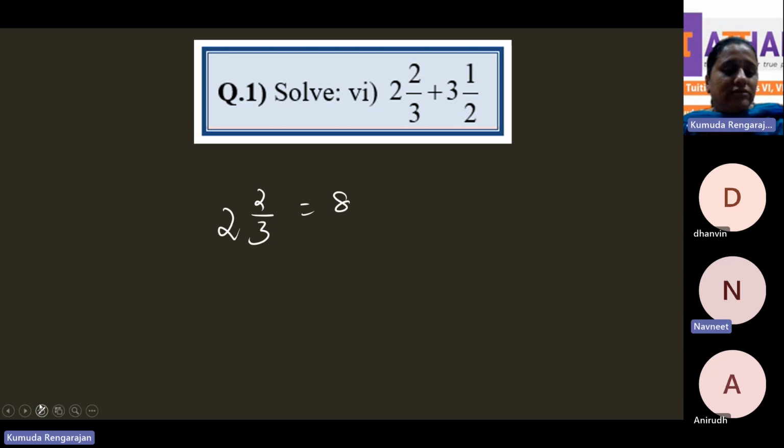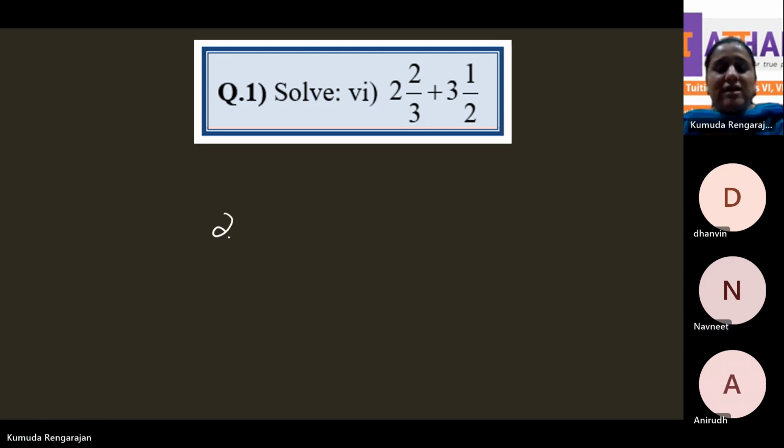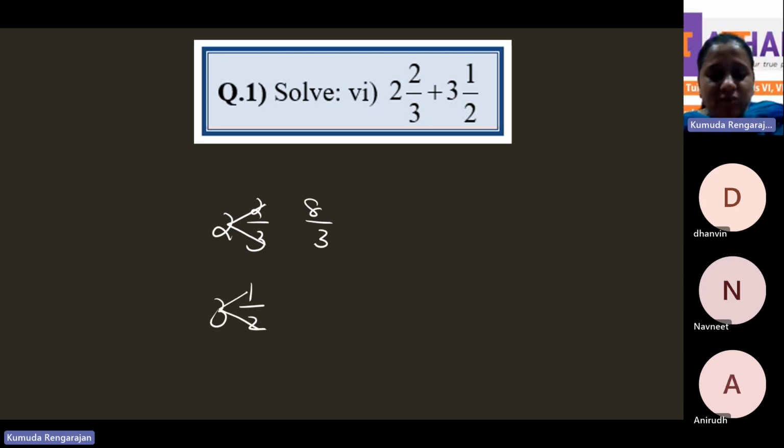Okay, this you also learned at school. So 2 2 by 3 is a mixed fraction. How do you convert this to an improper fraction? Multiply. 3 2s are 6. 6 plus 2, 8. 8 by 3. See, it's just like this. See here. 2 3s are 6. 6 plus 1, 7. 7 by 2.